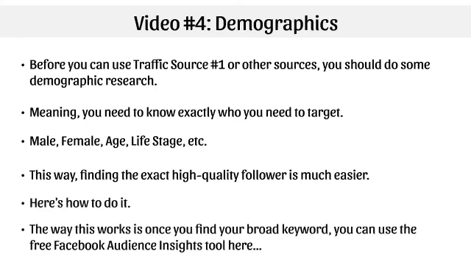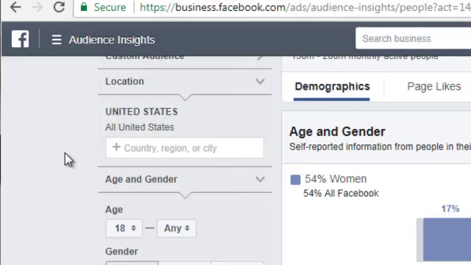Basically the way it works is once you have found your broad keyword, which you should have figured out in the previous video, you can use the free Facebook Audience Insights tool, as I will show you in just a minute. The best way to get to the Facebook Audience Insights tool is simply by going to business.facebook.com/ads/audience-insights, and that should forward you here. If you have any problems, you can always go to google.com, do a search for the Facebook Audience Insights tool, and you should find the link here. Sometimes Facebook will change the links, so that is how to always find it.